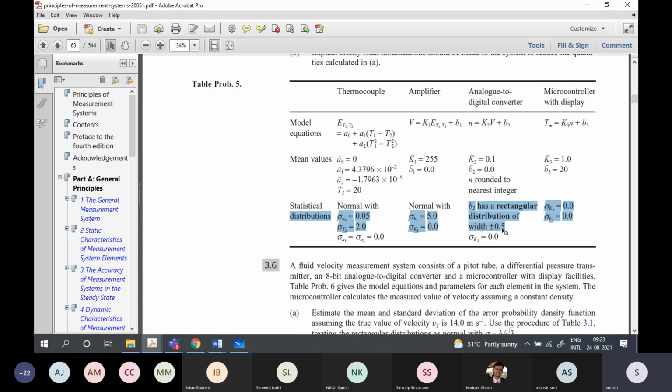On the other hand, if you have a rectangular distribution or a uniform distribution, then of which plus minus 0.5 means the worst case values are plus minus 0.5.